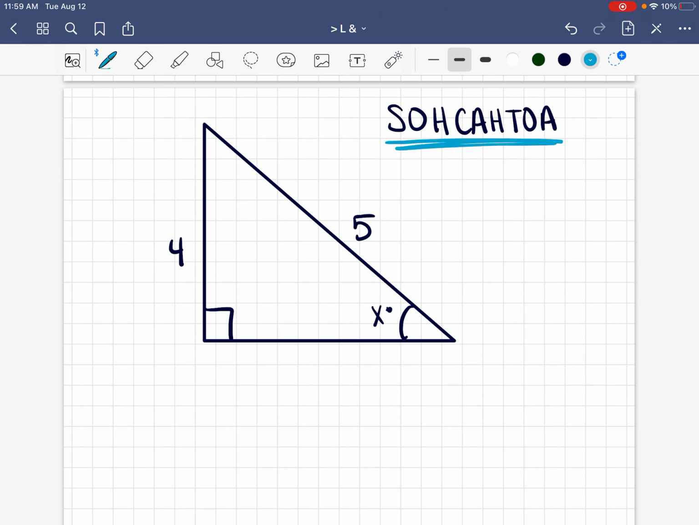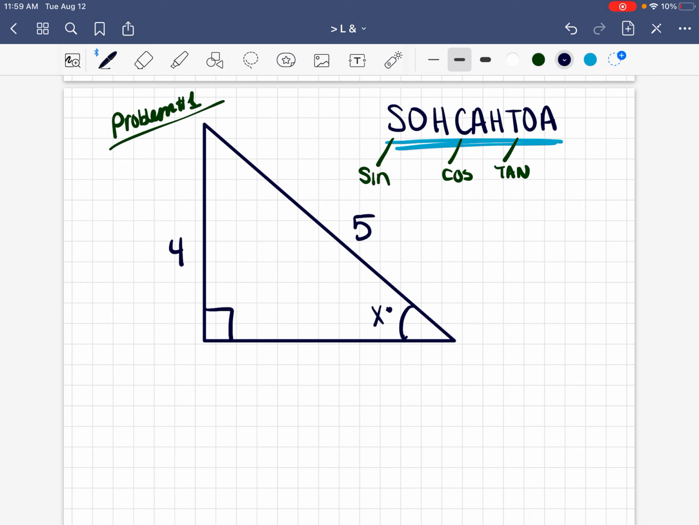So with SOHCAHTOA, first you have to decide whether you're using sine, cosine, or tangent. And the way that you figure that out is you look at the problem. So we're going to look at this problem number 1. You look at the problem and you ask yourself, what information are they given? So what sides are you given? And then based on what sides you're given, you know whether you're using sine, cosine, or tangent. So let's go ahead and look at this first problem and try to identify what sides we're given.